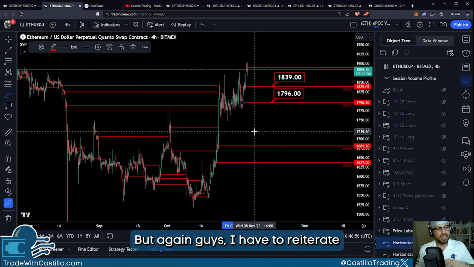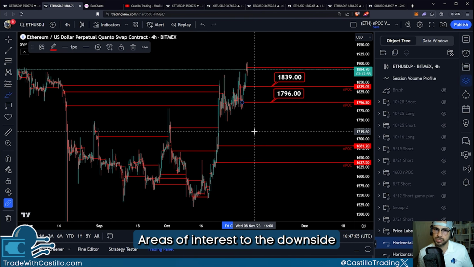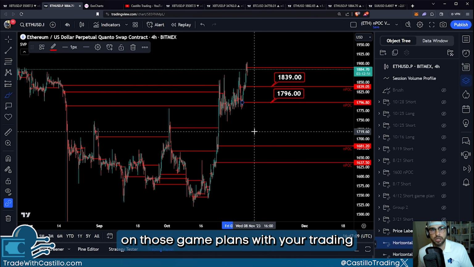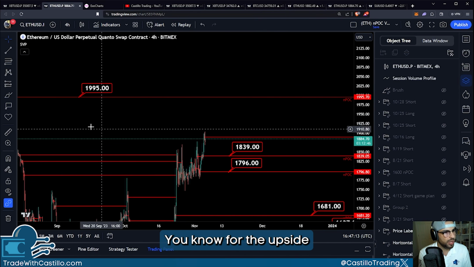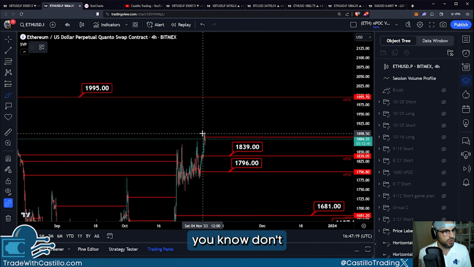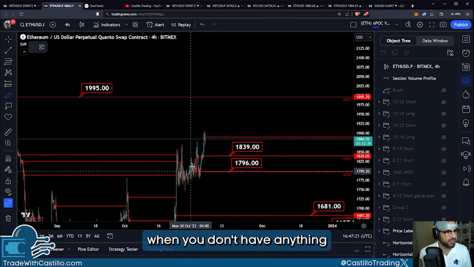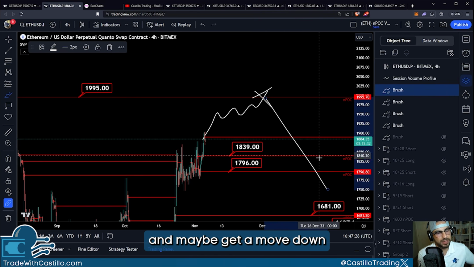for this specific setup. But again, guys, I have to reiterate, this isn't a foolproof system that is going to make you a millionaire. All this does is give you areas of interest to the upside and areas of interest to the downside. You create game plans with them, and then you capitalize on those game plans with your trading. Same thing for Ethereum, right? For the upside, if you want to short, wait for a level of upside to short into. Don't just blindly short when you don't have anything. As for right now, we're waiting for 19.95 to short into and maybe get a move down.